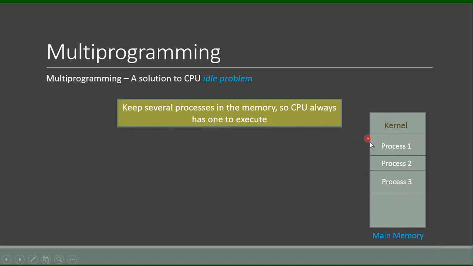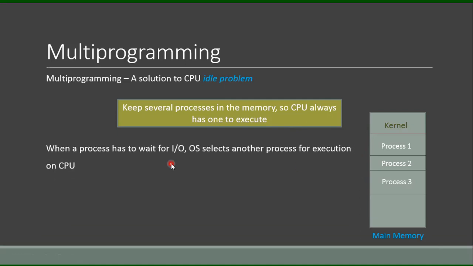Whenever a process is blocked due to some IO operation, the CPU can select from the remaining processes in memory. Whenever a process has to wait for IO, the operating system selects another process for execution on the CPU. And if this new process is also blocked due to an IO operation, then the operating system will select the next available process from memory.